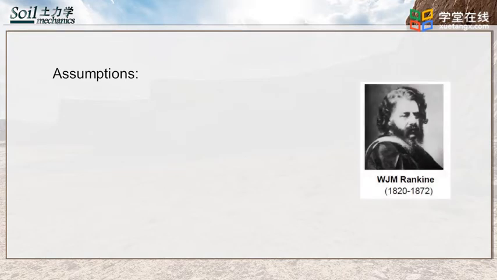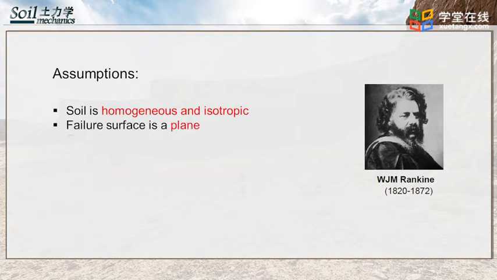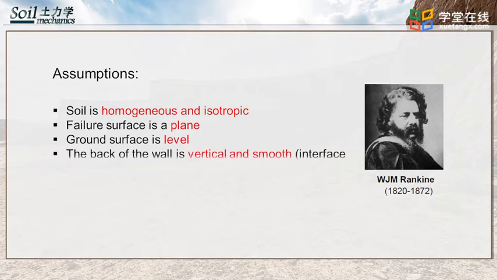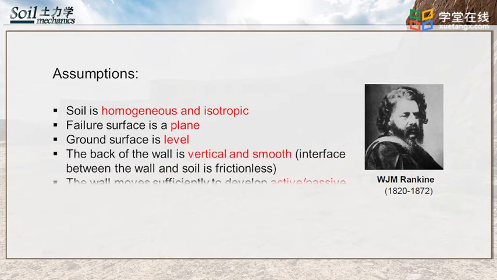In this lecture, we're going to learn some basic knowledge about Rankine's earth pressure theory. Rankine's theory assumes that soil is homogeneous and isotropic. Failure surface is a plane. Ground surface is level. The back of the wall is vertical and smooth, where the interface between the wall and soil is frictionless. The wall moves sufficiently to develop active or passive conditions.